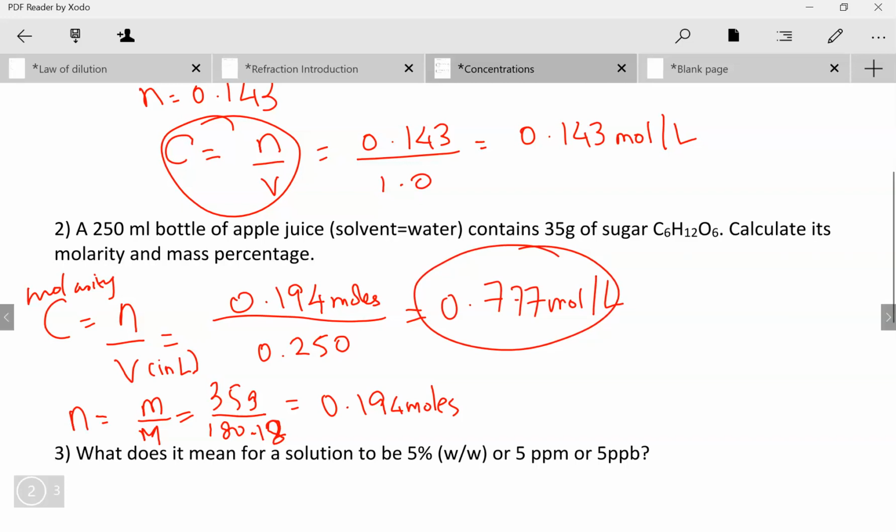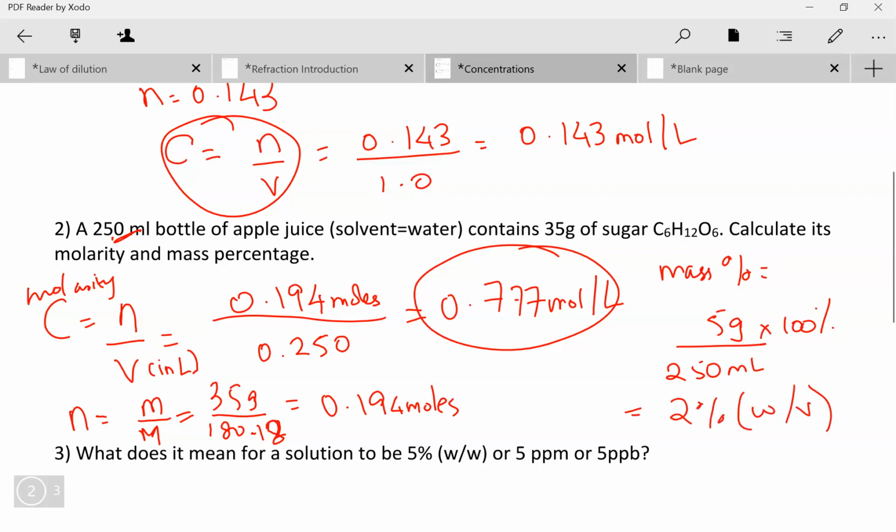The mass percentage is a lot easier. I can do either weight per weight or weight per volume. Both are acceptable. You can decide which one to do. Since I'm given a volume, I'm just going to do weight per volume. So mass percentage equals 35 grams divided by 250 milliliters times 100%, which equals 14%. So it's 14%, and I have to show that I've done a weight per volume. So I'm going to write 14% in brackets W over V, and that's important to write down.